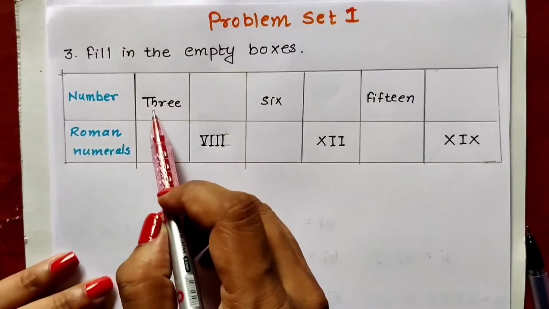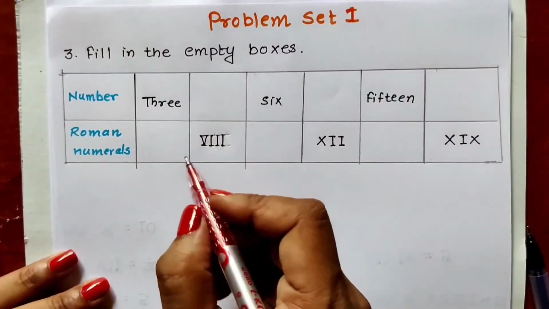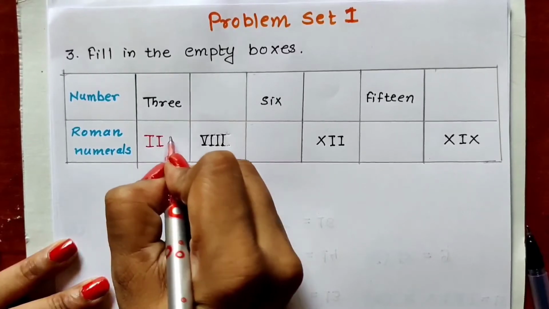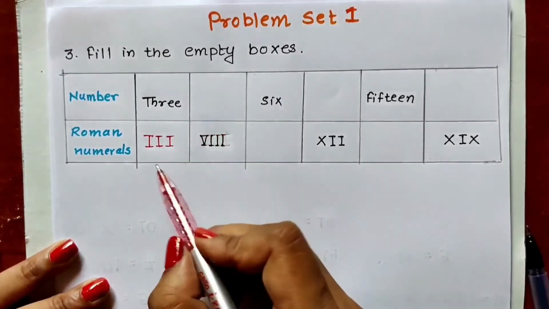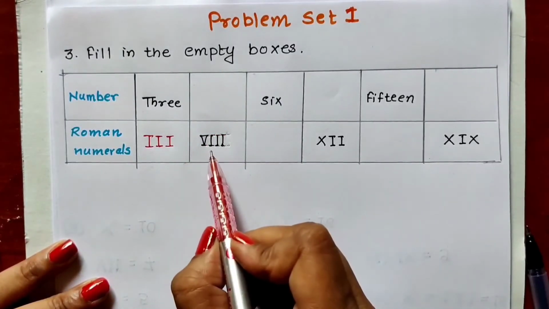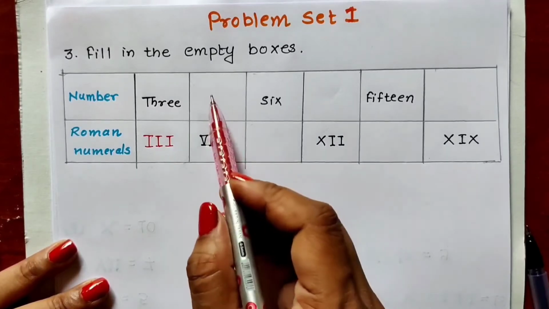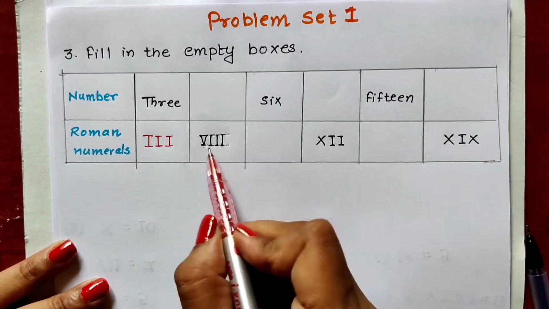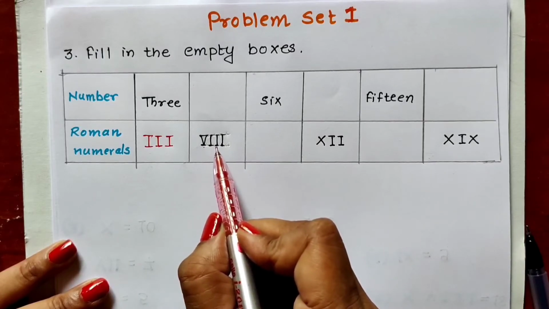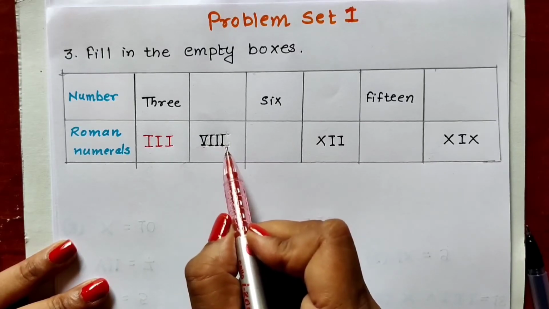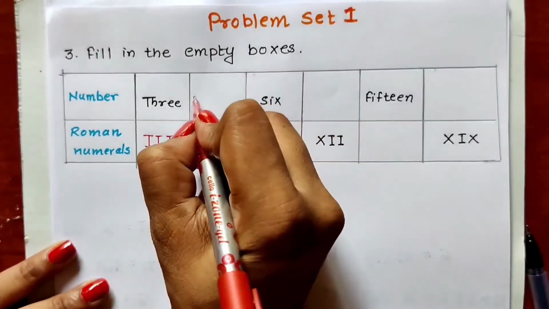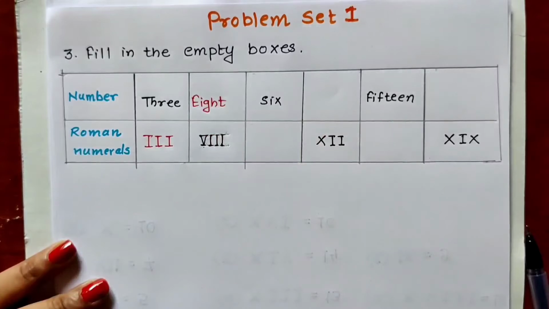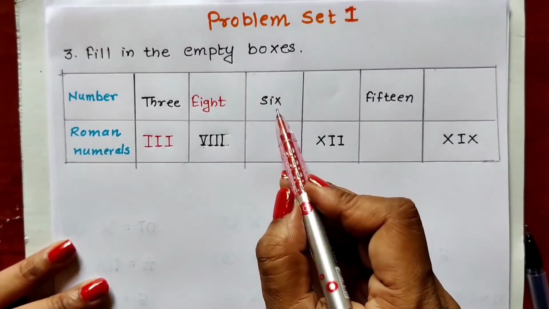First, the number 3 is given. How to write using Roman numerals? We have to write I 3 times. So that is 3. Now here a Roman numeral is given. We have to write the number in words. So VIII. V means 5 plus 1 plus 1 plus 1. 5 plus 3 is 8. So write in the spelling EIGHT, 8.